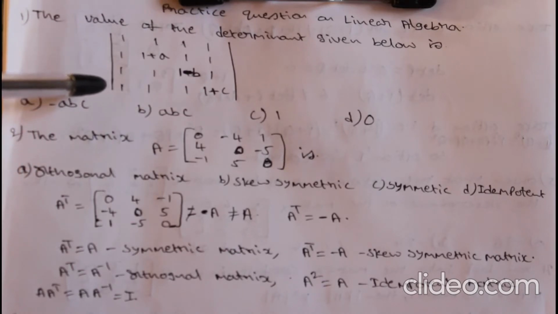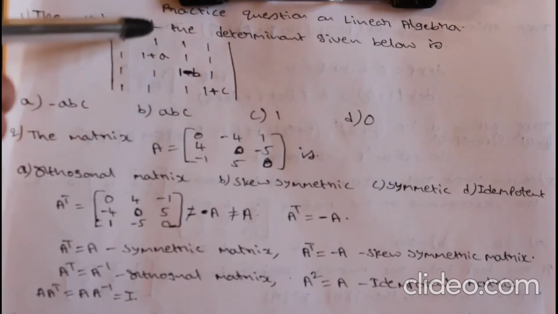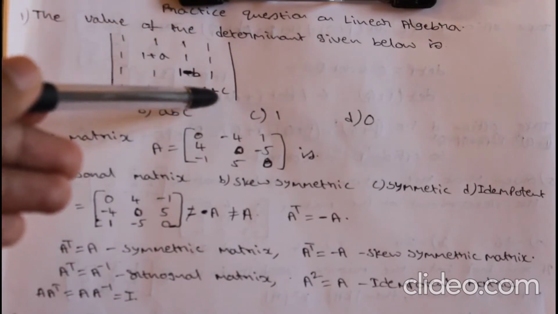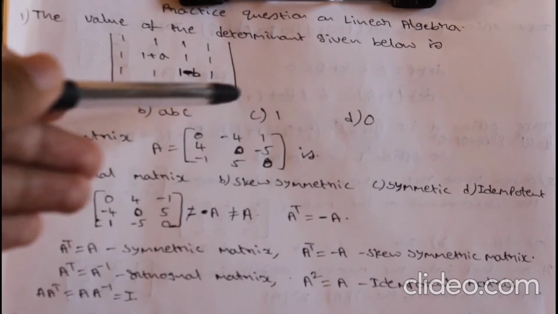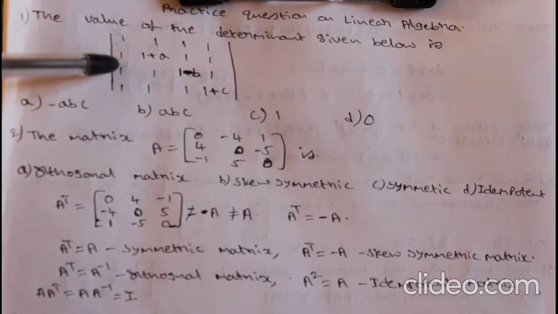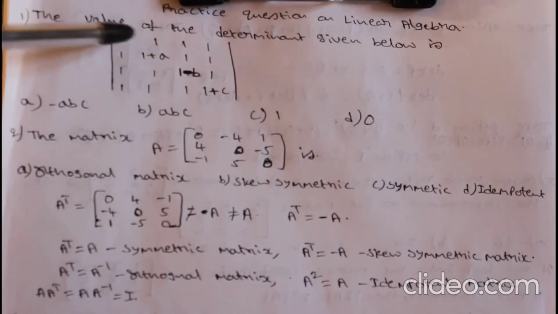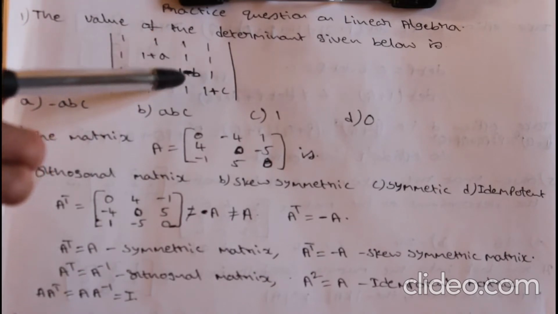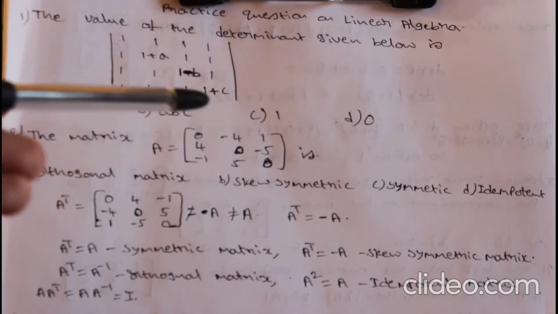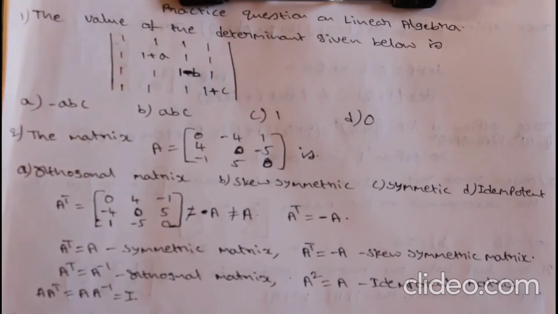So R4 becomes R4 minus R1. So 1 minus 1 is 0, 1 minus 1 is 0, 1 minus 1 is 0, 1 plus 1 minus 1 is C. Remember, the last element became C. Now R3 becomes R3 minus R1. So 1 minus 1 is 0, 1 minus 1 is 0, 1 minus B minus 1 is minus B, 1 minus 1 is 0. So this element became minus B.